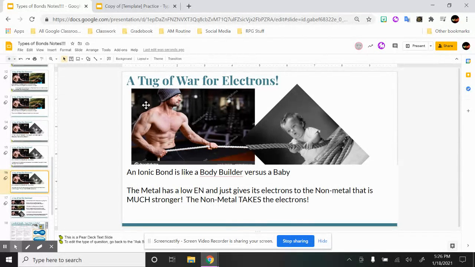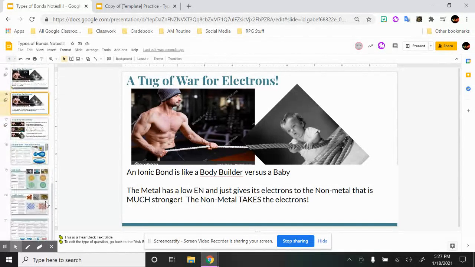In an ionic bond, you have a nonmetal that is much stronger. It has a much higher electronegativity. And you have a metal that has a really low electronegativity. It's much weaker. So that nonmetal just takes the electrons from the metal. And this ends up having us have an ionic bond.